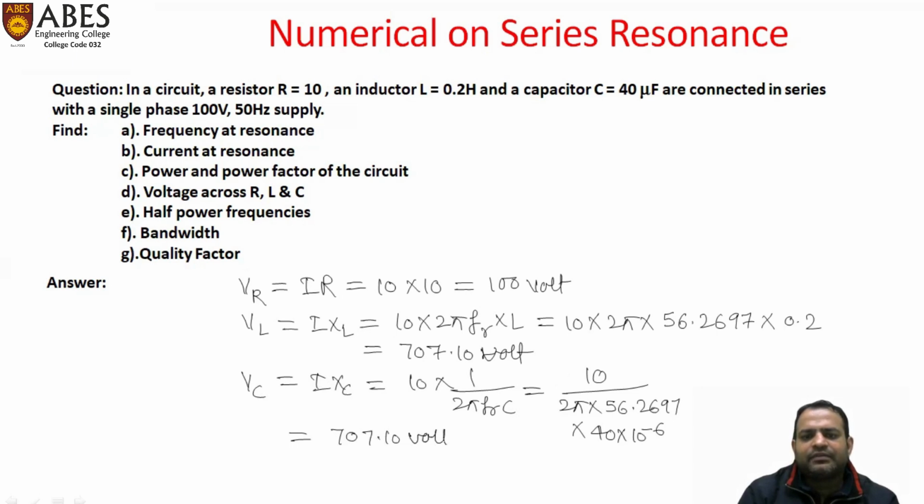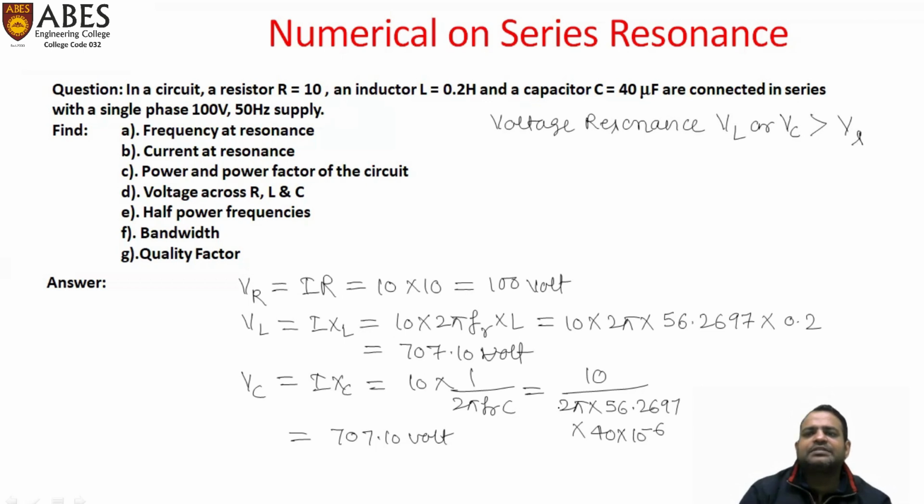And that's why we are telling series resonance is voltage magnification or voltage resonance, because our voltage across VL or VC both are equal, and that is quite larger than V supply. So V supply is just 100, but our VL and VC at resonance is 707.10 volt, which is almost 7 times.